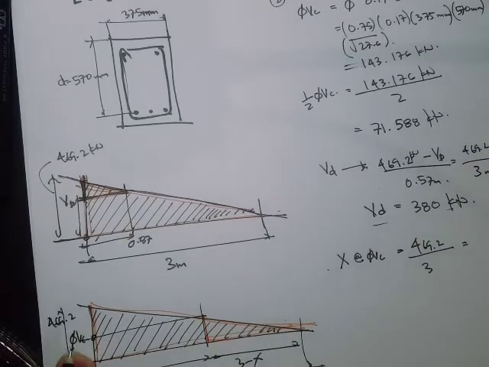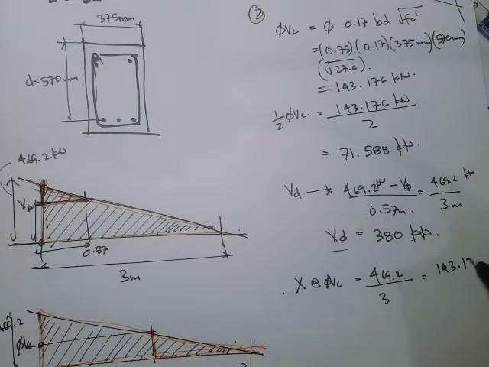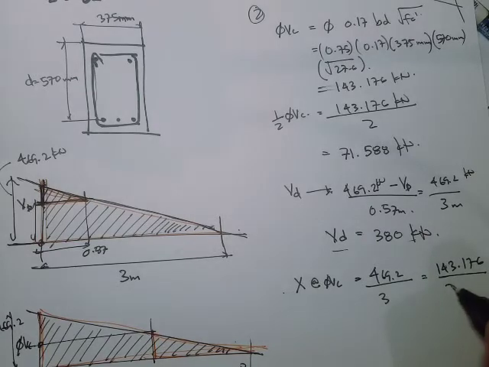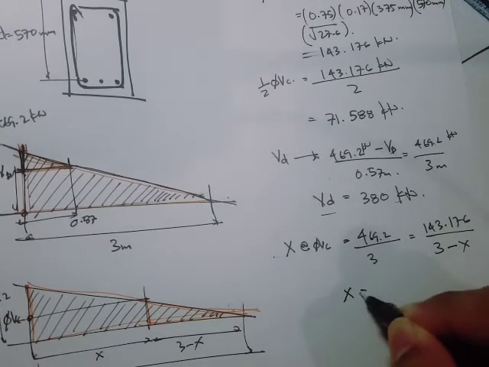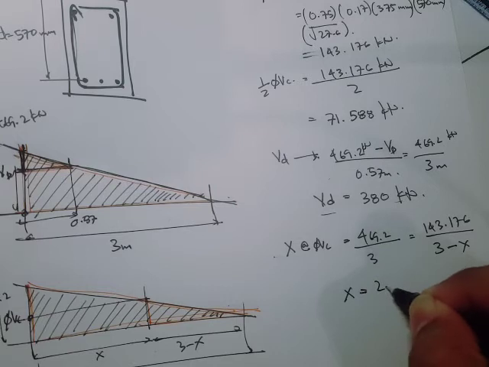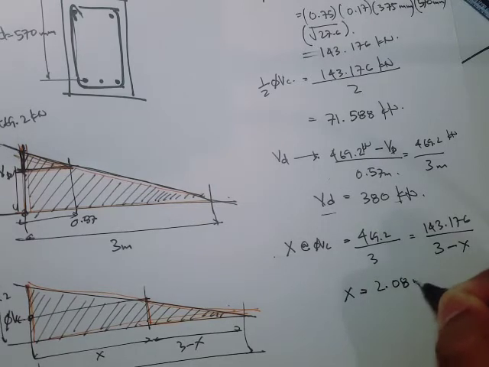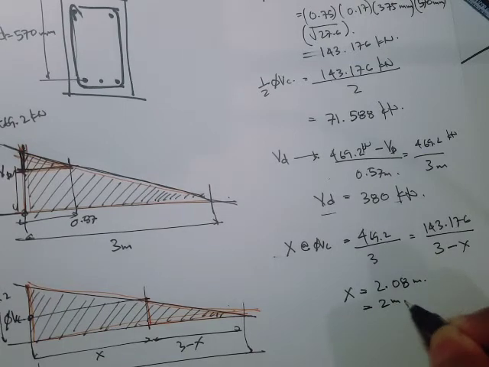Okay, so what is this VBC? This is 143.176 all over 3 minus x. So if you do the calculation, you'll get an x value of 2.08 meters. Or let's just say 2 meters.